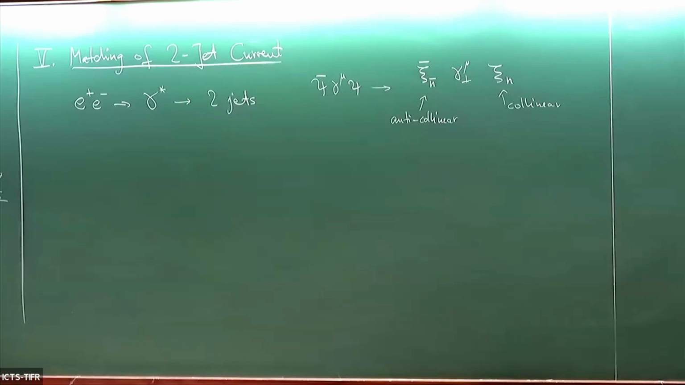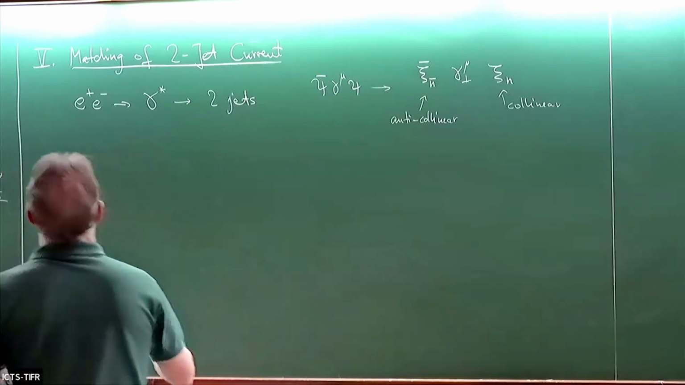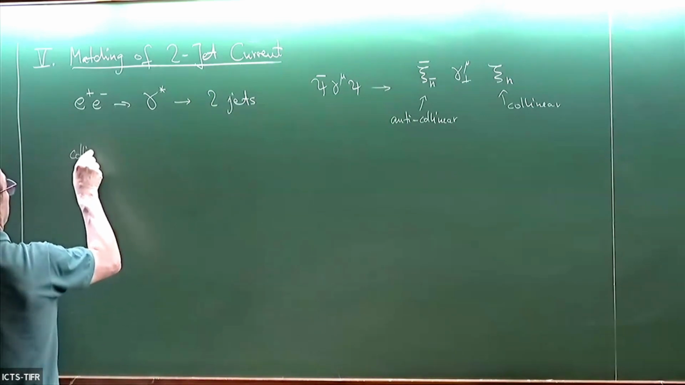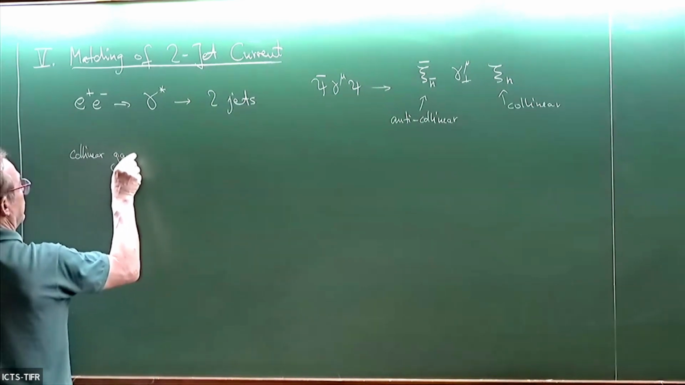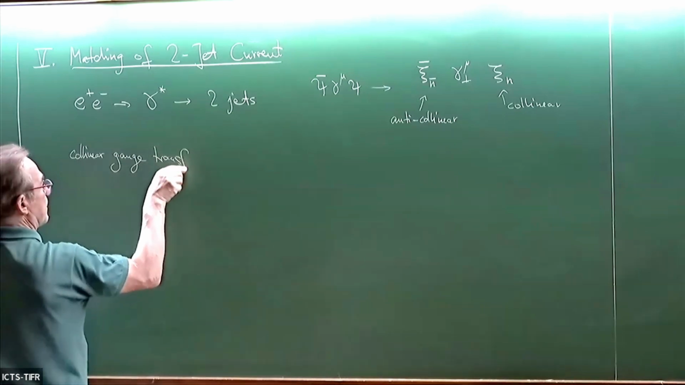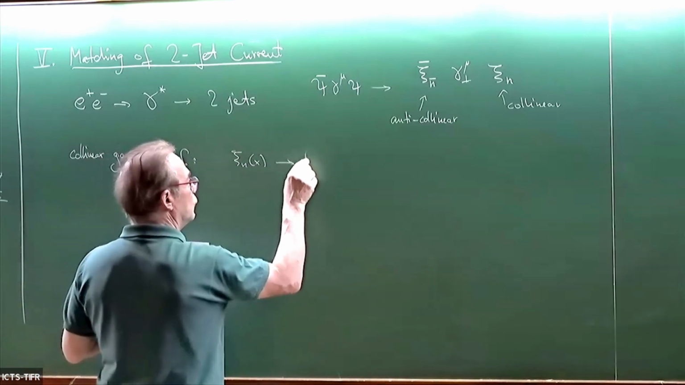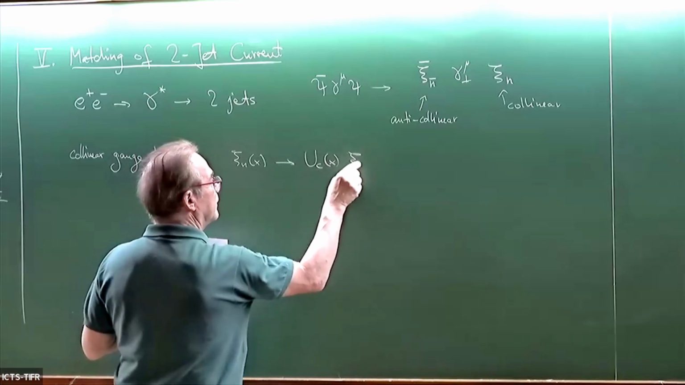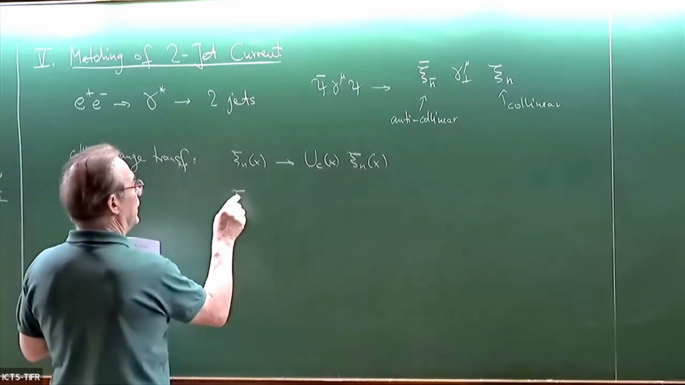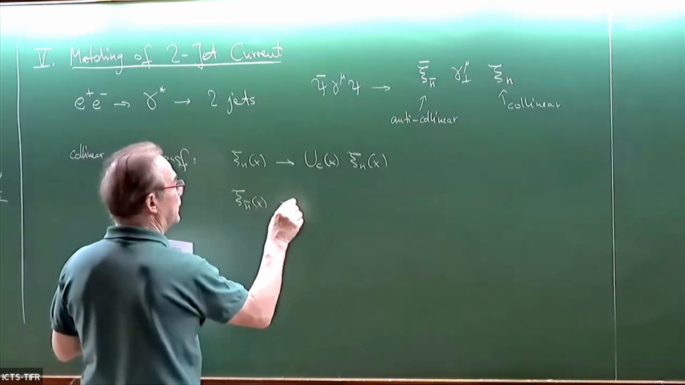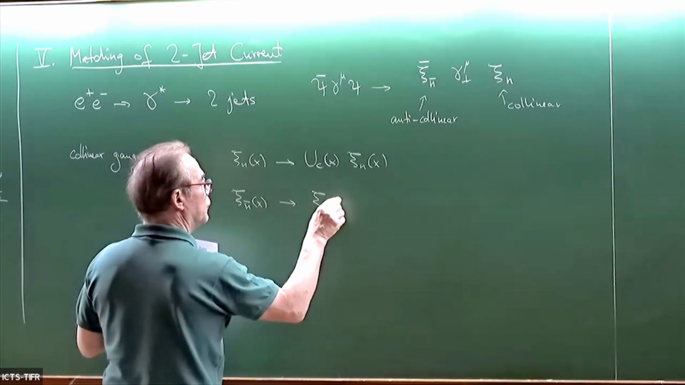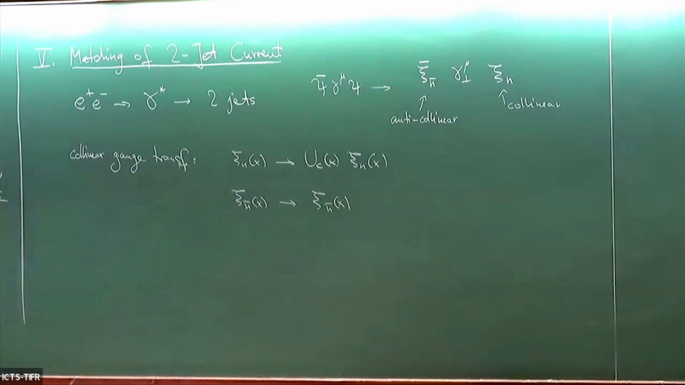So if I perform a collinear gauge transformation, basically C_n of x goes over to U_collinear of x times C_n of x, but the anticollinear field simply does not transform. If it were to transform, it would be kicked out of its momentum shell, because the collinear gauge transformation corresponds to collinear momenta, and I cannot add a collinear momentum to an anticollinear field.